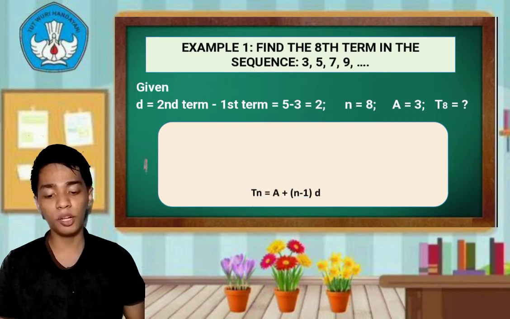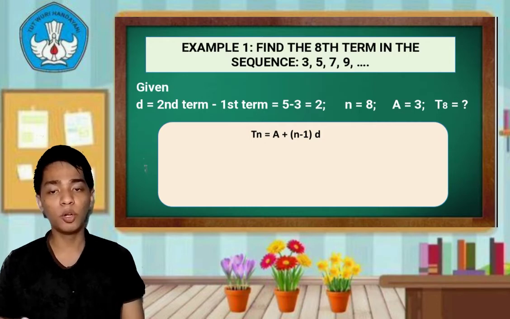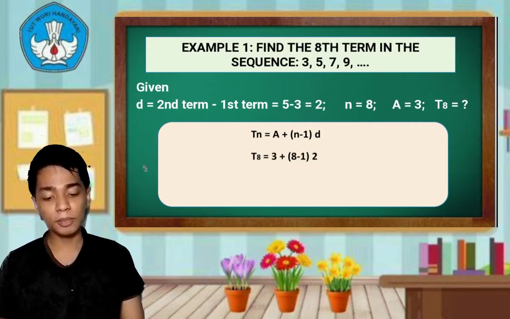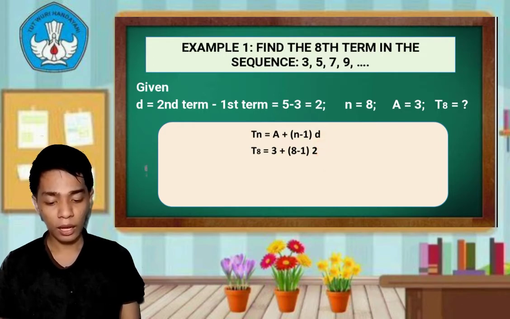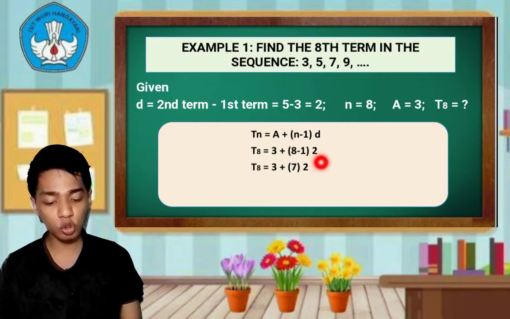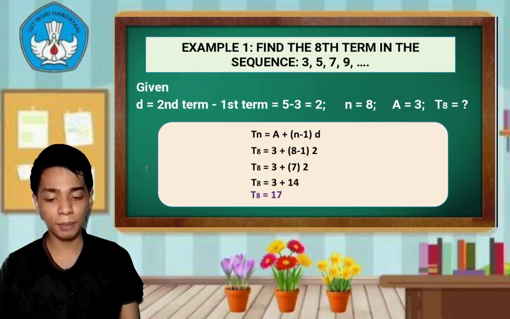First is we need to write the formula, which is T sub n is equal to A plus the quantity n minus 1 multiplied by D. Next is substitute the value. A is 3, so we have 3 plus the quantity 8 minus 1 because our n is equal to 8 multiplied by our common difference, which is 2. By evaluating, we have T sub 8 is equal to 7 times 2 plus 3. 7 times 2, that is 14. Plus 3, we have 17. So our 8th term is 17.